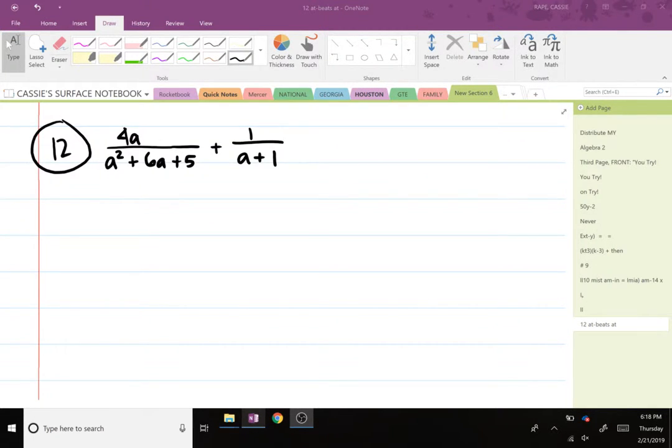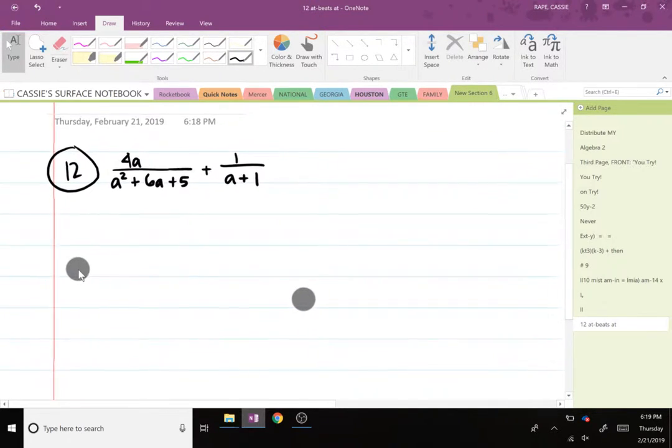This is number 12 on the back of page 3. We're looking at 4a over a squared plus 6a plus 5 plus 1 over a plus 1. I'm noticing right now that as written, these are not common denominators, which means I cannot add or subtract until I figure out some common denominators.